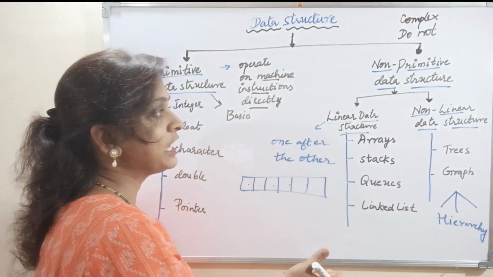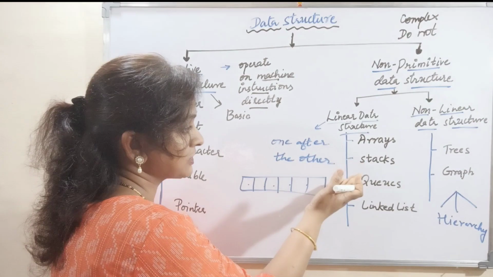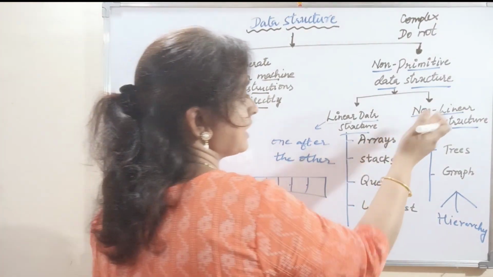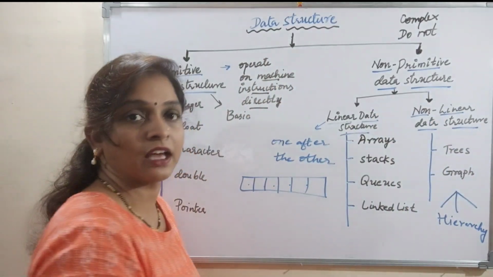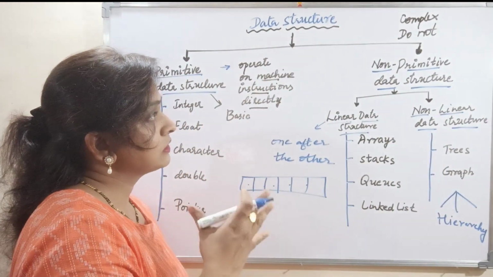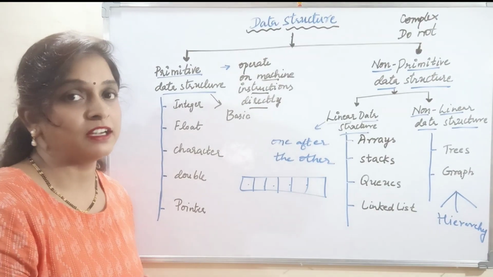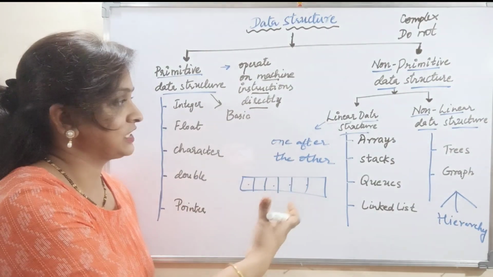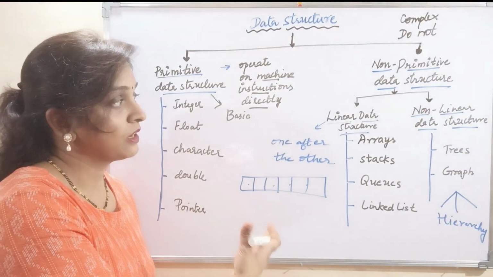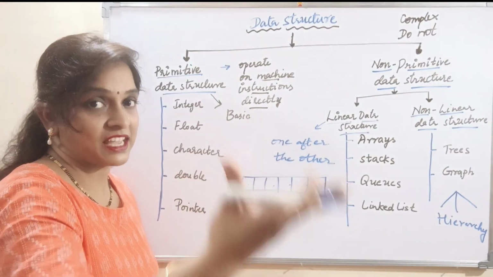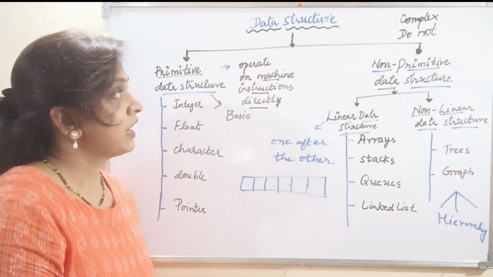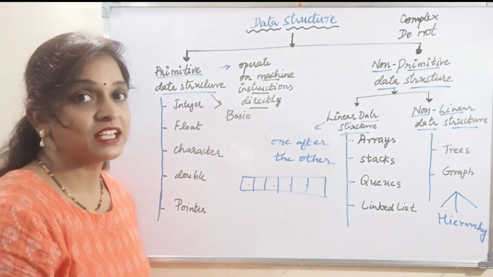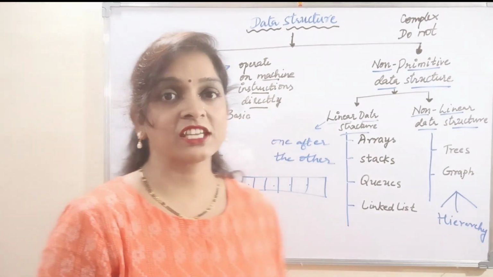We have different linear data structures: arrays, stacks, queues and linked lists. Whereas in non-linear, we have trees and graphs. So this is about the types of data structure. Let us understand every data structure in detail one by one in the next videos, and let us understand the different operations that we can perform on these data structures in the next video.